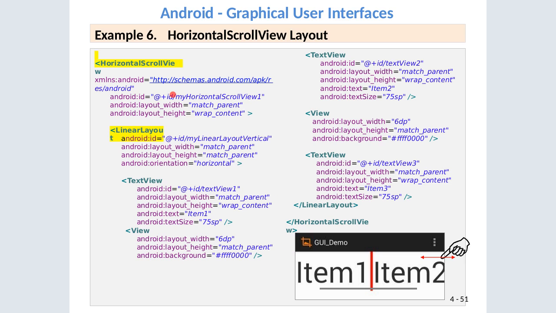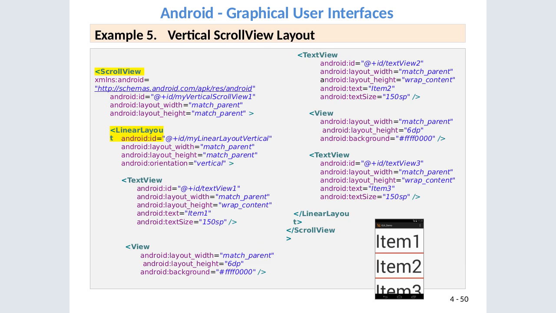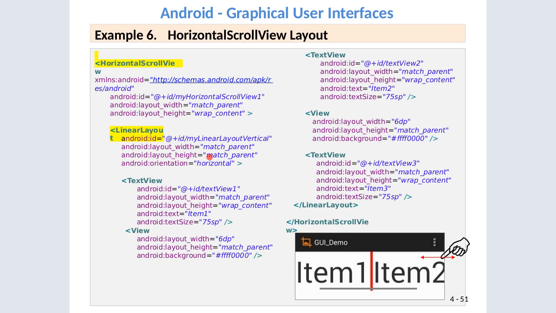Then there is our horizontal scroll view. You should always note that you have the vertical scroll view, and you can also have a horizontal one. In this case, for the horizontal scroll view, you can see here the element starts with horizontal.